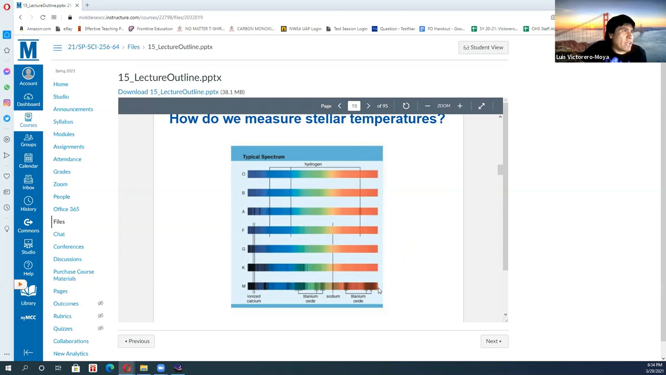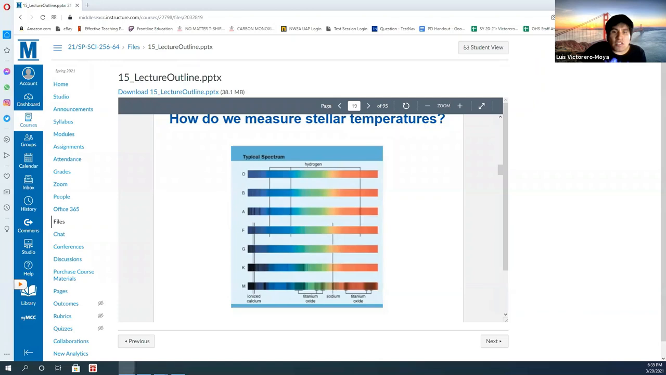I mean, we did a lab, right? The black body radiation lab. So we can analyze the black body spectrum of stars. But we know that they are not perfect. We know that they have gaps. We know that they have absorption lines. So how can we use them to our advantage?